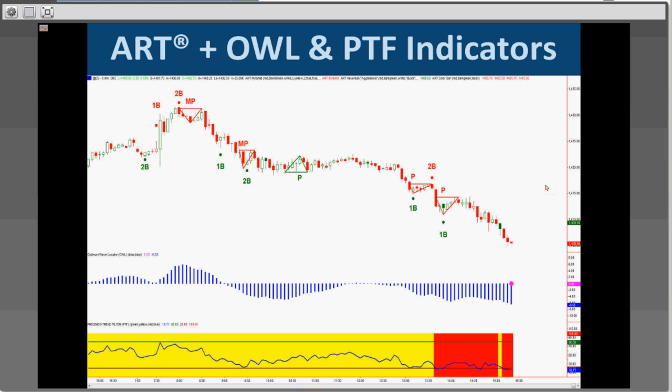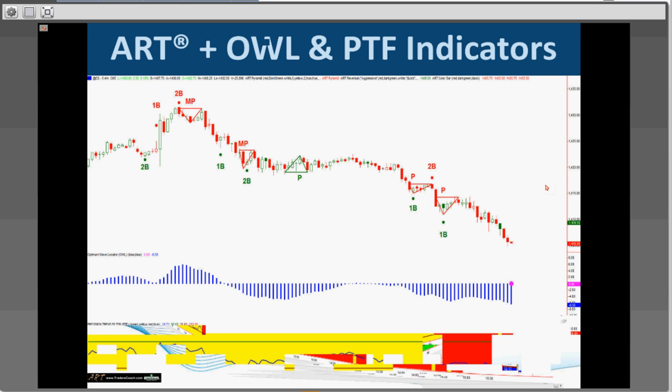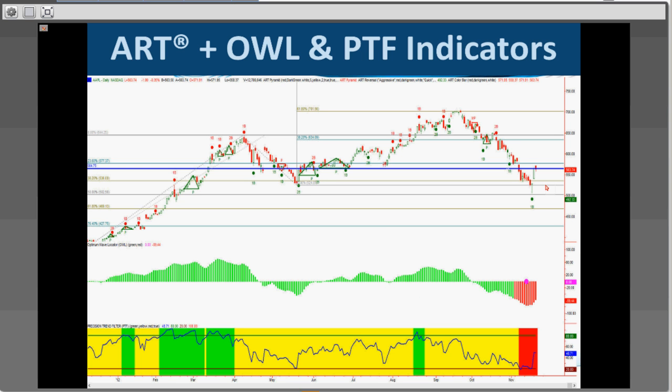This is an example of, notice the pink dot on the histogram indicating a wave 3 in progress. We have a red PTF here, so we have more lows coming. So the idea is, this happens to be Apple when it topped. We were looking for a change in trend. We used Fibonacci retracements, extensions. You can see a clear ABC correction from the April high on Apple right down to the May low.